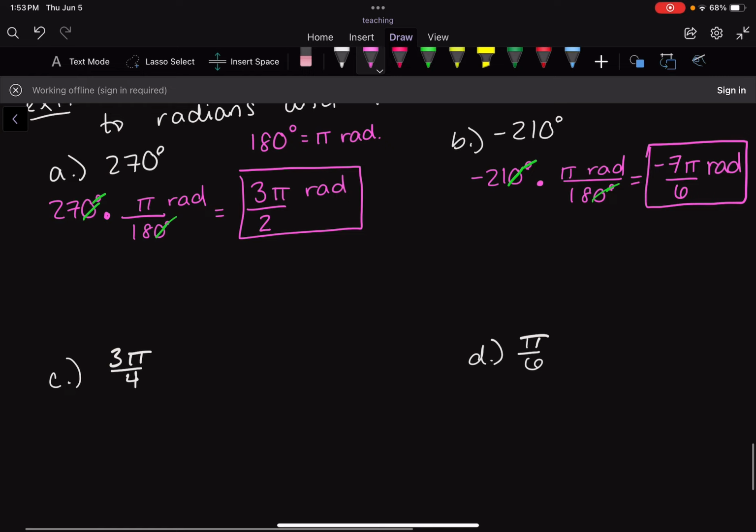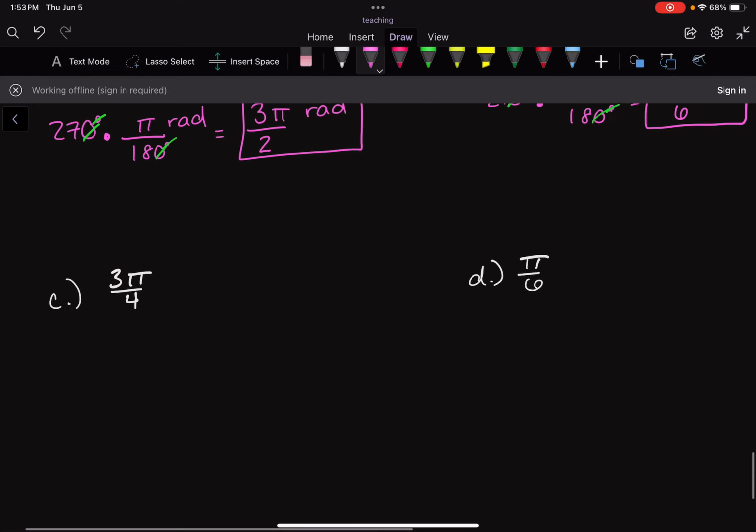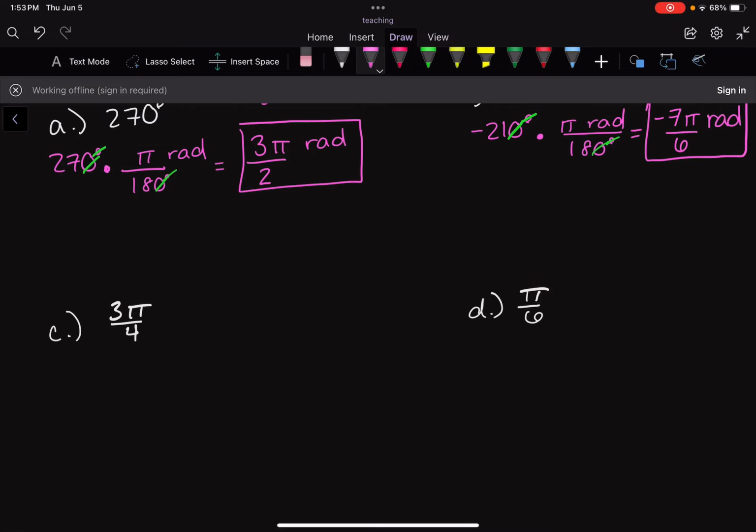It'll happen, but my hope is that I always correct it very quickly. Okay, let's do these other ones. So these are going to go from radians to degrees. Now I know these are in radians because they have pi in them.